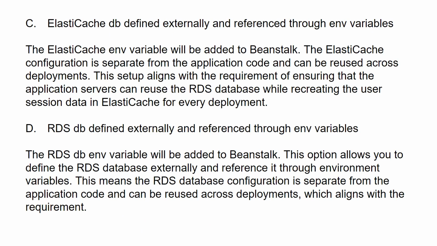All right, so it's C and D. C, Elasticache DB defined externally and referenced through env variables, and D, RDS DB defined externally and referenced through environment variables.